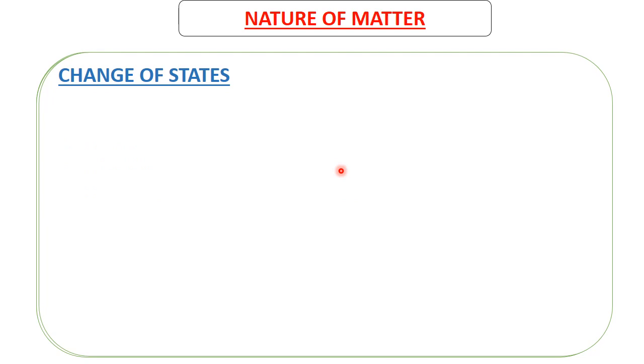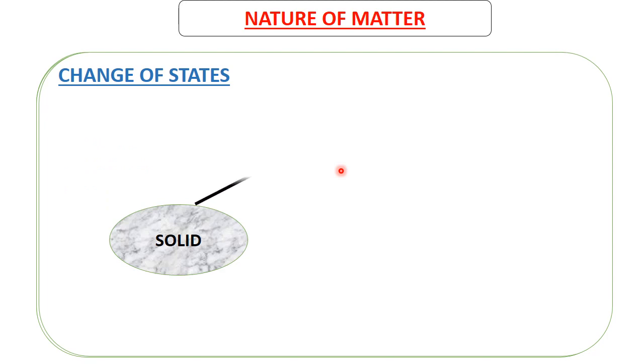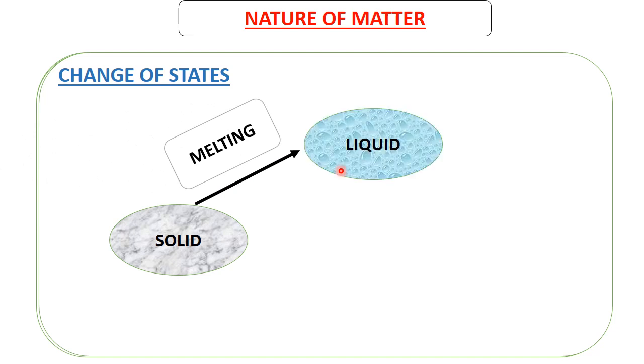So the three states of matter can change. Matter can change from one form to another, from solid to liquid, or from liquid to solid. Let's start with that. Let's say I've got a solid here, an ice. It can change if you heat it, and it changes to a liquid. That process is called melting. So the change of state from solid to liquid is called melting.